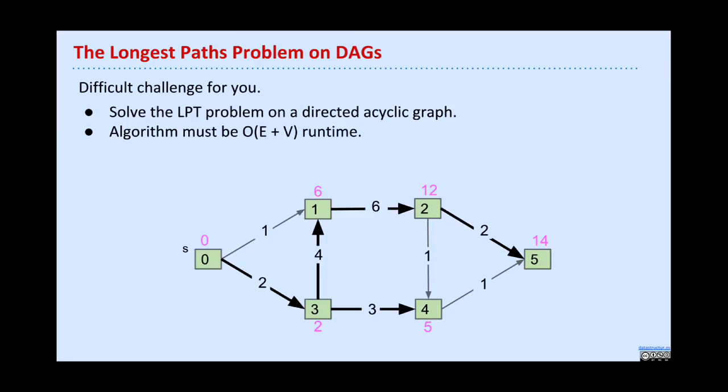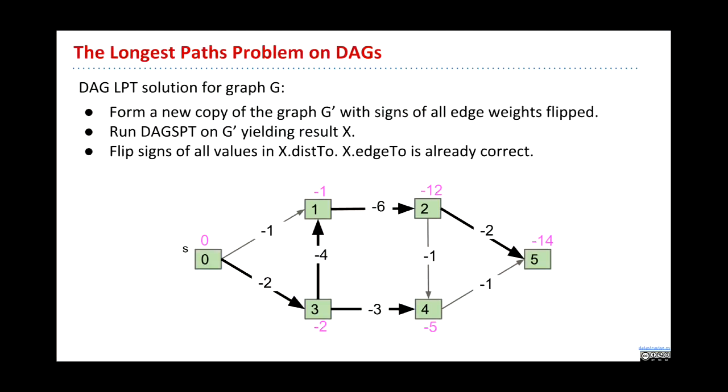All right, does anybody see the trick? I'm going to try and get someone I don't usually hear from if possible. Okay, go ahead. Yep. Make the edges negative. Run the DAG shortest paths tree. Flip them back. That's it. So given a graph, you form a new copy with the edges flipped. You run DAG shortest paths tree on G prime, our new graph. Then you just flip all the distance values and you're good. That's it. That's very cool. I think that's a really beautiful algorithm.